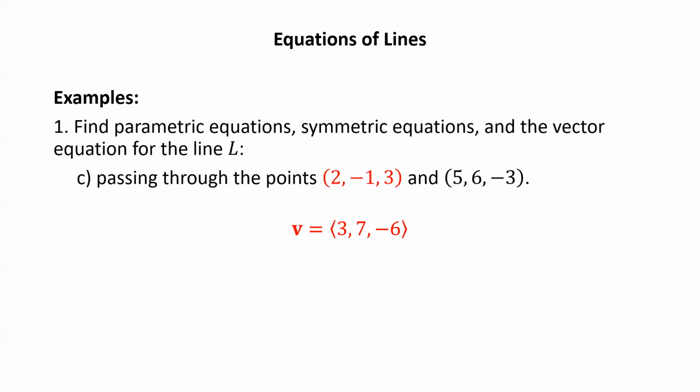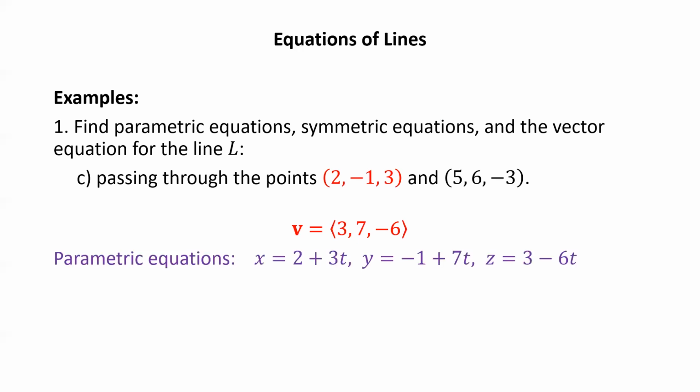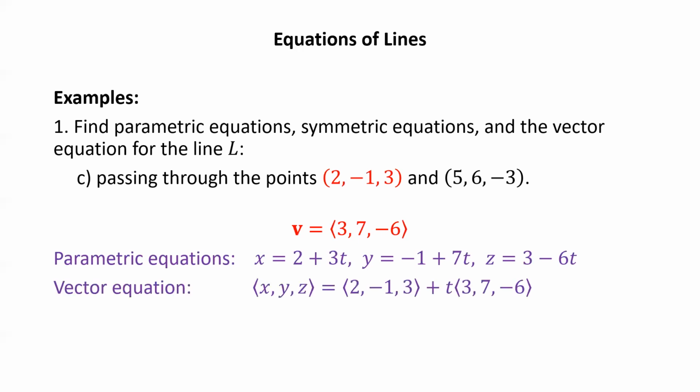Let's use the first point together with that vector, and then we can write the parametric equations. x equals 2 plus 3t, y equals -1 plus 7t, z equals 3 minus 6t. The vector equation is then the vector (x, y, z) equals the vector (2, -1, 3) plus t times the vector (3, 7, -6). And as usual, we can solve each of the parametric equations for t to get the symmetric equations. (x minus 2) over 3 equals (y plus 1) over 7 equals (z minus 3) over -6.